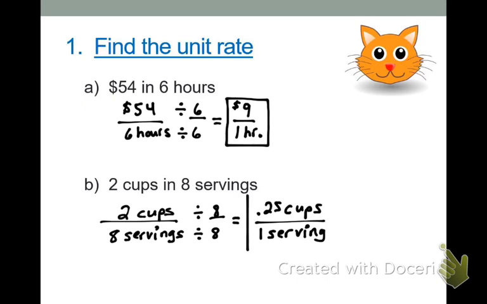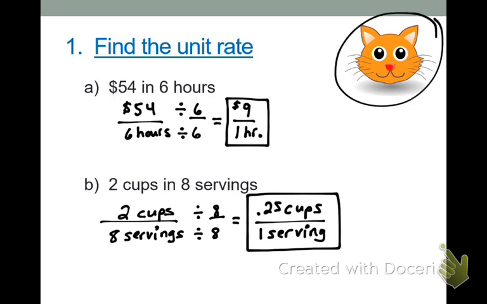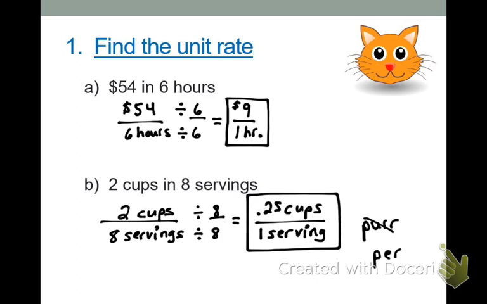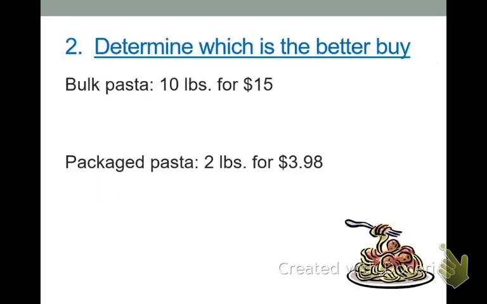So read this to me, how you would read a unit rate. 0.25 cups per serving. Okay, so remember, keep this lovely per sound in there. Now, it's not spelled per like a cat. Instead, it's spelled P-E-R, per. But just remember, when asking for a unit rate, I don't want you to tell me 0.25 cups over a serving. I need to know it's 0.25 cups per serving.